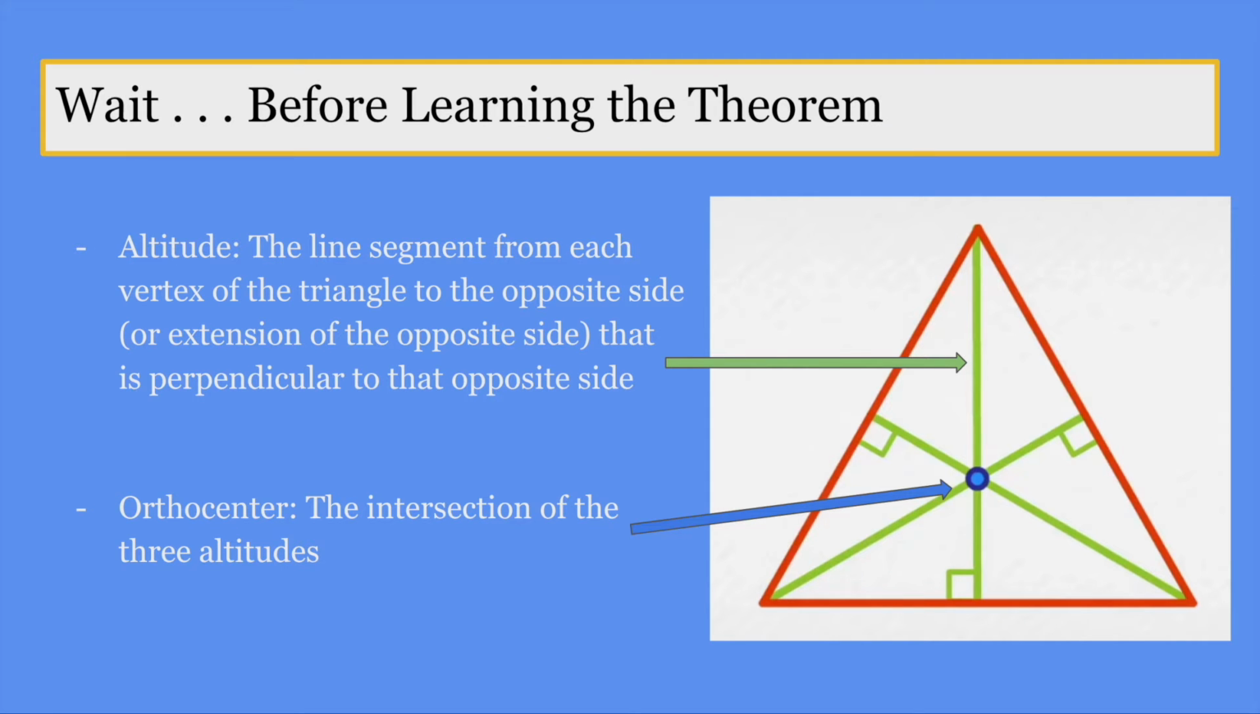Before learning this theorem, you need to know about these concepts. The altitude is the line segment from each vertex of a triangle to the opposite side, or the extension of the opposite side, that is perpendicular to that opposite side. The orthocenter is the intersection of these three altitudes.